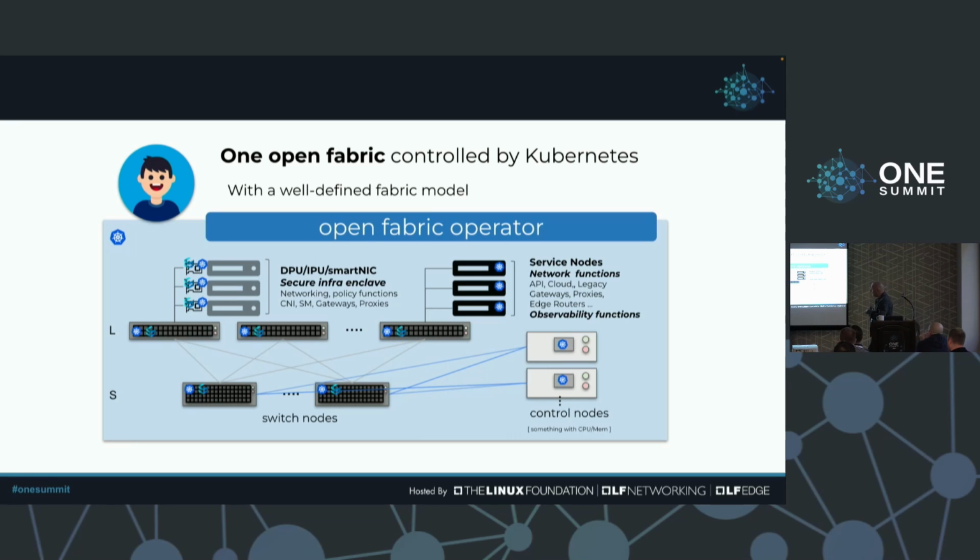And on top of that, to reduce the complexity, you have an open fabric operator that defines a nice model that will help people reason about networking in a way that is not too dissimilar to how people think about VPCs in AWS.